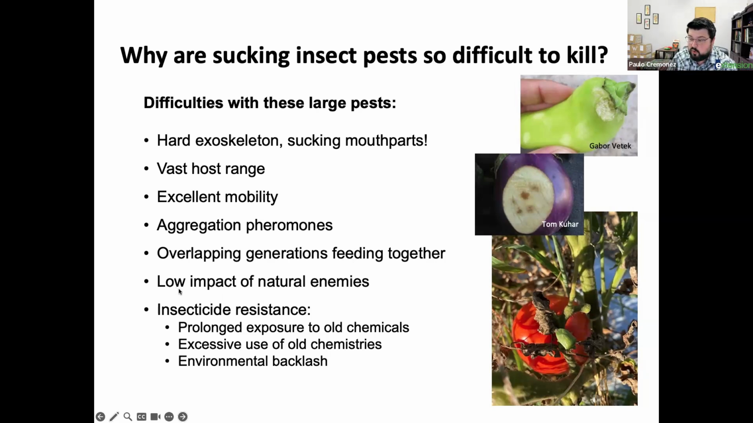There's some low impact of natural enemies, especially if you are using pyrethroids, which will devastate the natural enemies, and stink bugs can be very free to colonize. And also, they are exhibiting some insecticide tolerance due to prolonged exposure to old chemicals, excessive use of pyrethroids and neonics, and the environmental backlash.